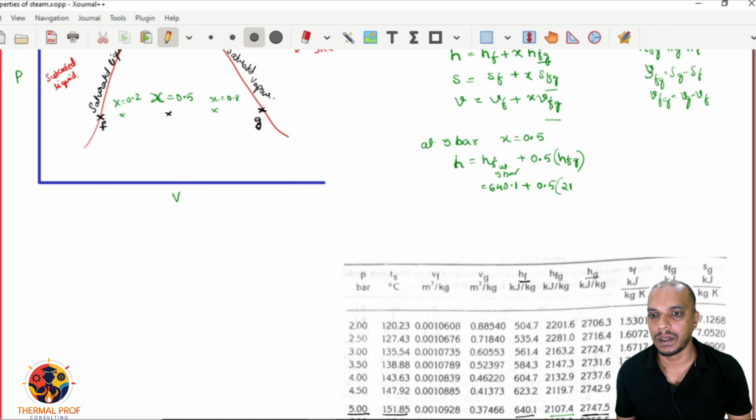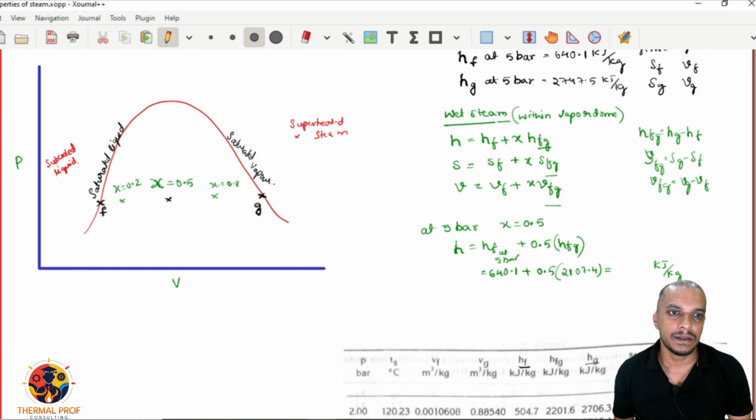Now, this will be 2107.4 and we can find out the enthalpy of wet steam at given dryness fraction. This will be in kilojoule per kg. Now, we have learned if the steam is on saturated liquid, we can find out directly. If we have steam on the saturated vapor, we can also find out directly. And if it is wet steam, we can use these formulas to find out the properties.